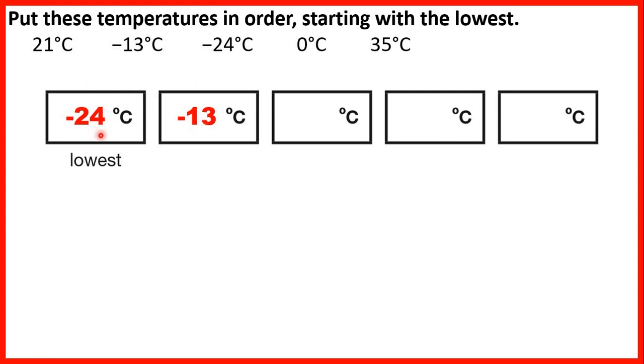Minus 24 is lower than minus 13, because if we were to imagine a number line, from 0 we would go back 13 to get to minus 13, but we would have to go back 24, so go back by more to get to minus 24. Then we have 0, 21 degrees, and then our largest or highest temperature is 35 degrees.